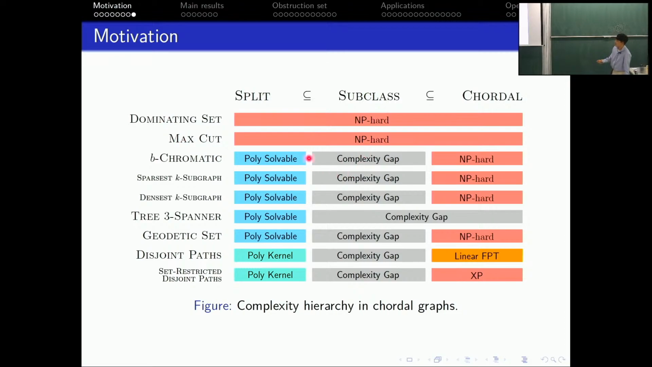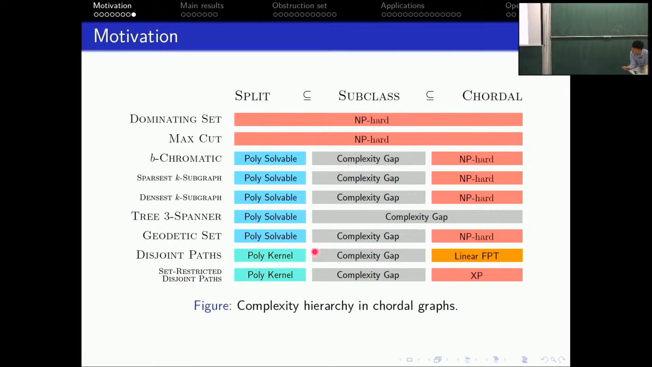But there are many problems which are polynomial-time solvable or admit a polynomial kernel. B-chromatic number, sparse k-subgraph, and dense k-subgraph are known to be polynomial-time solvable on split graphs and NP-hard on chordal graphs. Even more, 3-spanner is known to be polynomial-time solvable on split graphs, but its complexity on chordal graphs is not known yet. Similarly, geodetic set, disjoint paths, and set-restricted disjoint paths, which is a generalization of disjoint paths, are known to admit a polynomial kernel on split graphs, but on chordal graphs it is not known yet.